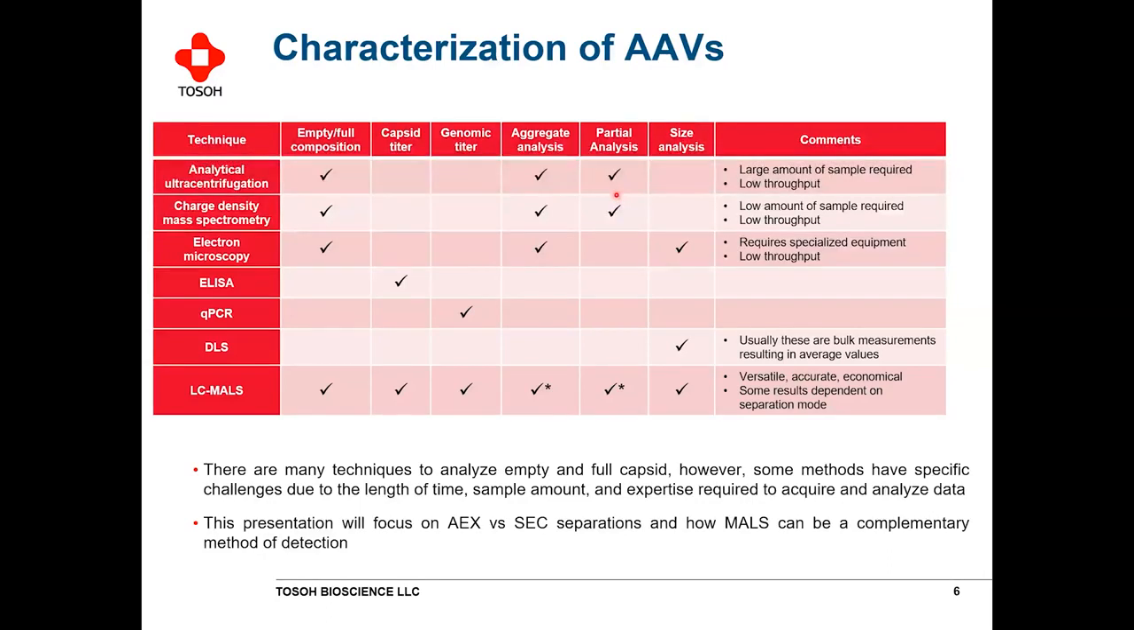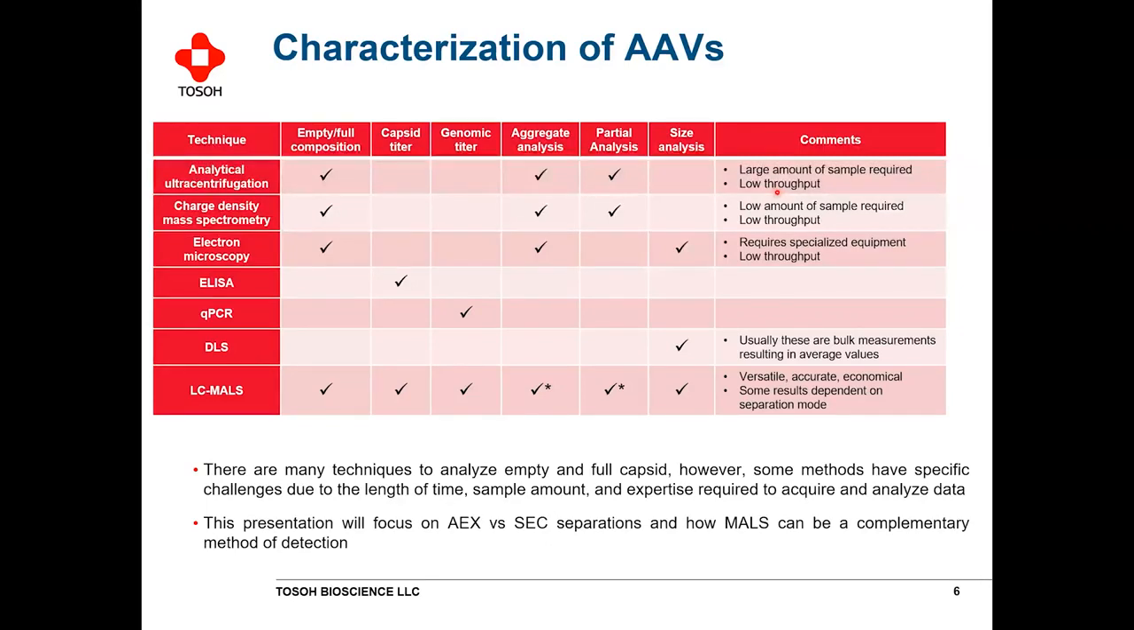But I would say one of the issues that comes up with a lot of these methods of characterization is definitely the aspect of throughput. So I would say AUC is in this classification. It does not have a particularly high throughput. Sam is going to discuss this in a little bit more detail later on. But what we see is that it often requires a large amount of sample.